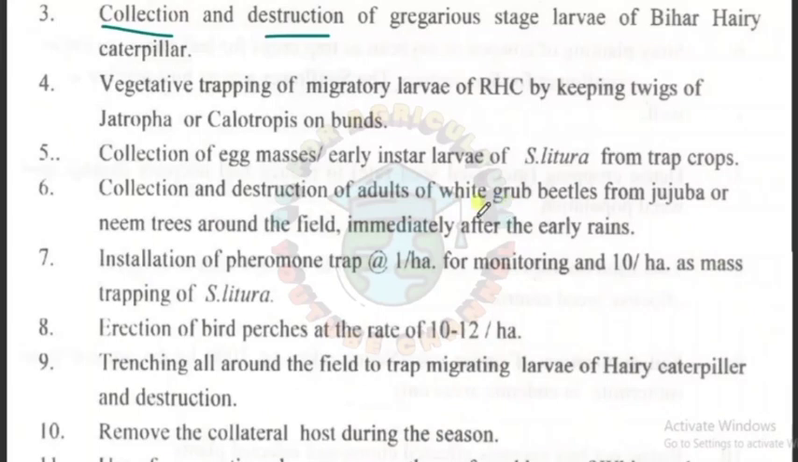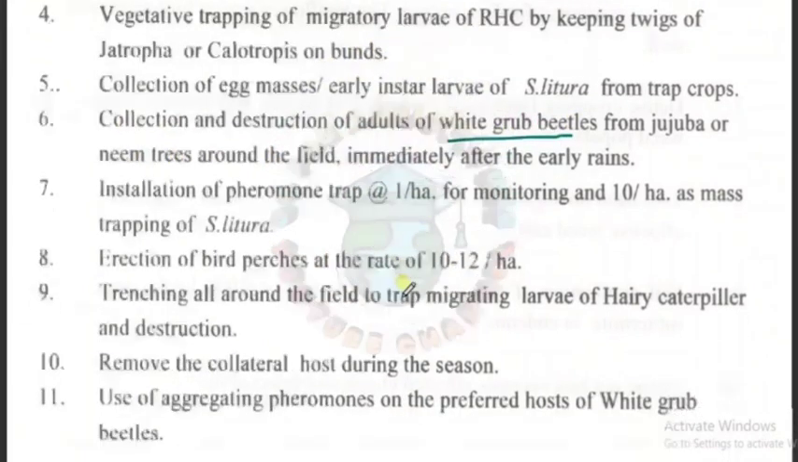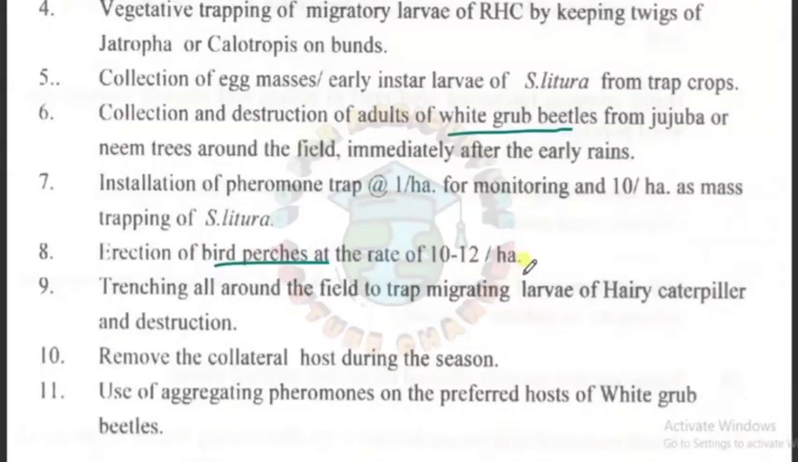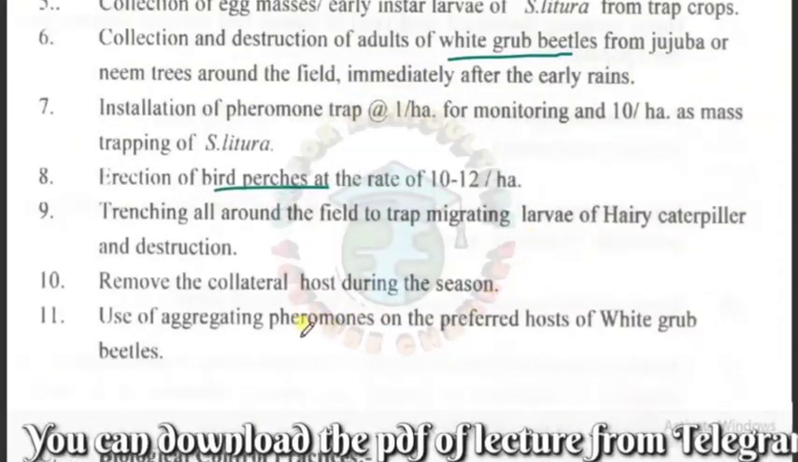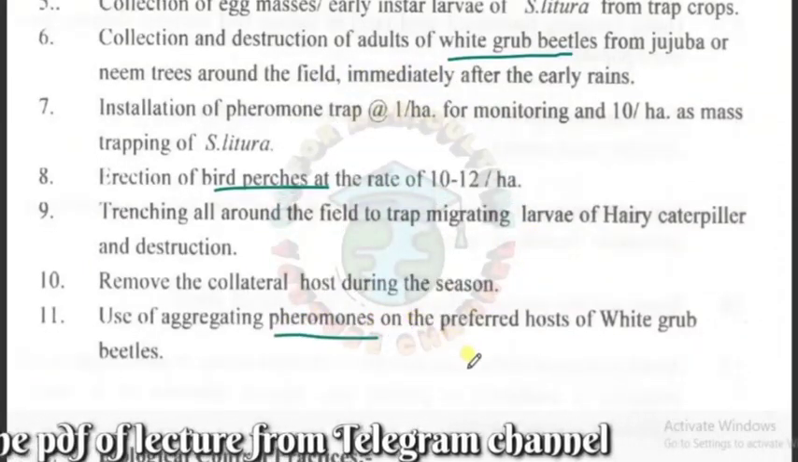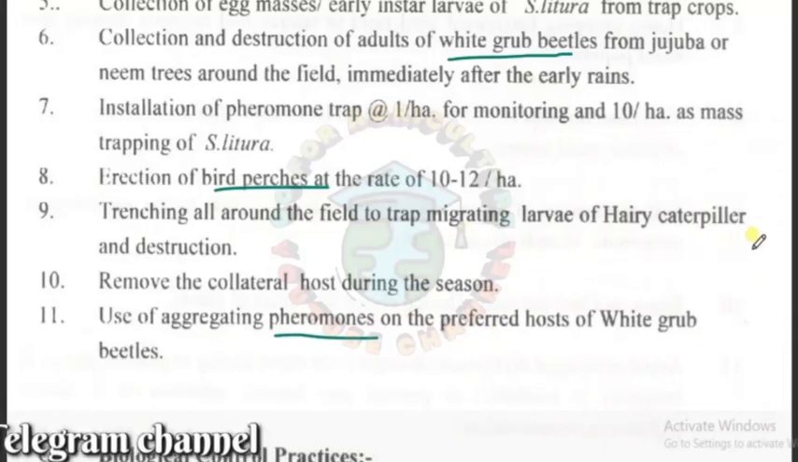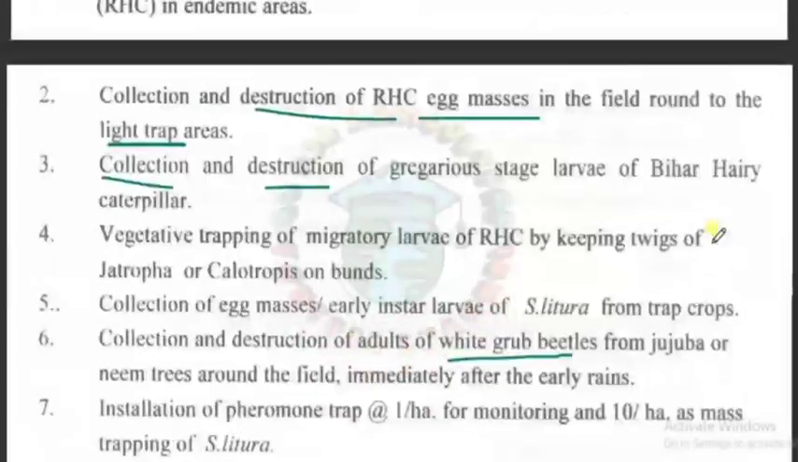And also destruction of the white grub beetles from the trees, and also erection of bird perches. These are all just about trapping. And you can also use the pheromones, to attract the pests, and you can just destroy them.